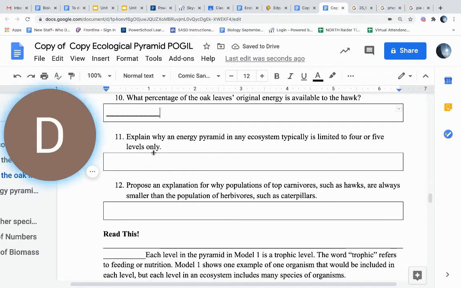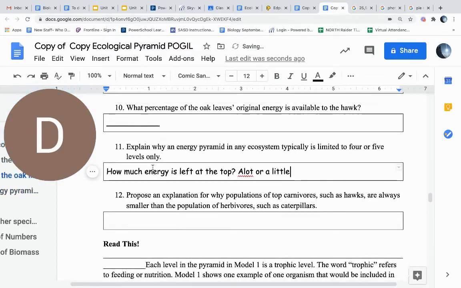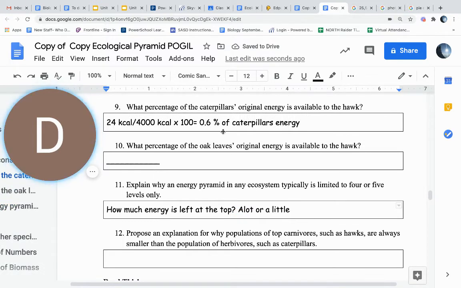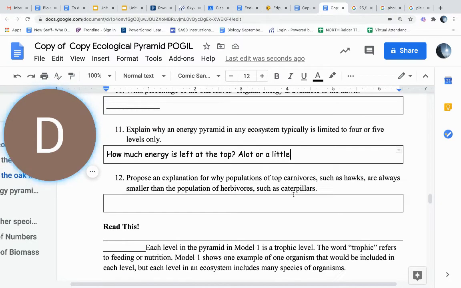To answer that one, number 11, explain why an energy pyramid in any ecosystem typically is limited to 4 or 5 levels only. So think about how much energy is left at the top. A lot or a little? Think about that 0.6%. Is that a lot or a little? And use that to kind of explain why in number 11.